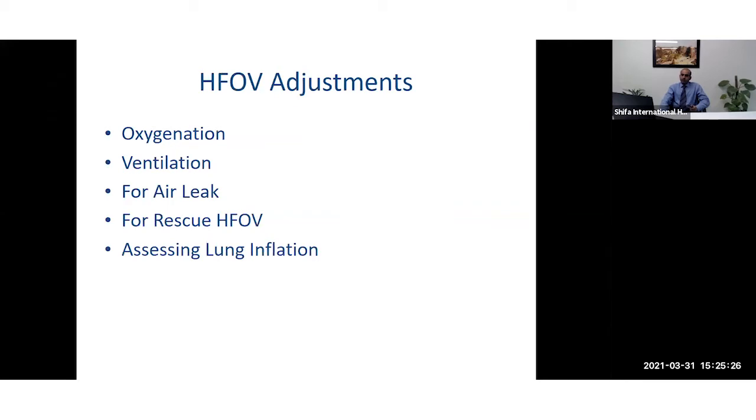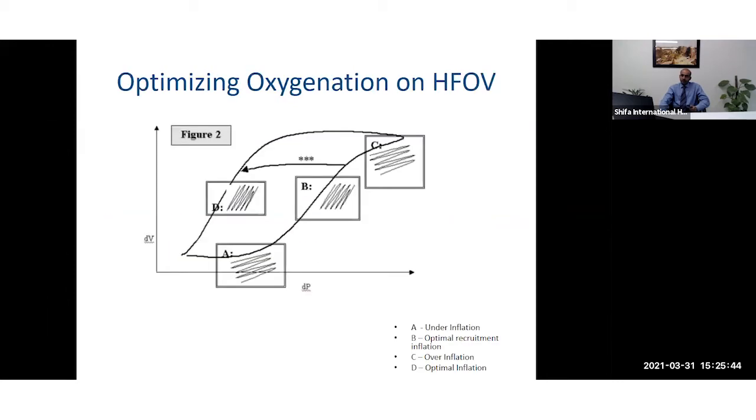What are the different kinds of adjustments that might be required on high frequency ventilation? We might have problems with oxygenation, ventilation, and air leak, and we might need to use slightly different settings if we're using it as a rescue therapy. And how do we assess lung inflation on high frequency? This is, again, a very important diagram to understand how oxygenation is done on high frequency ventilation.